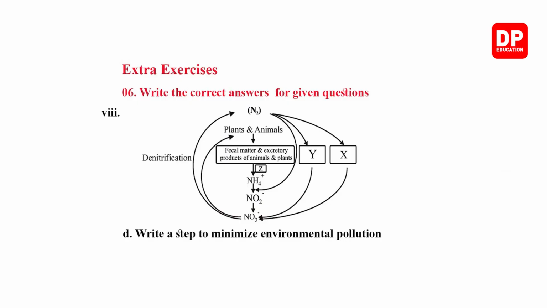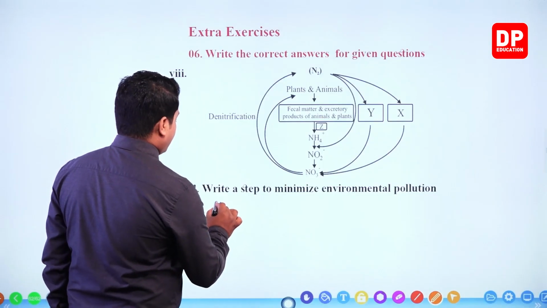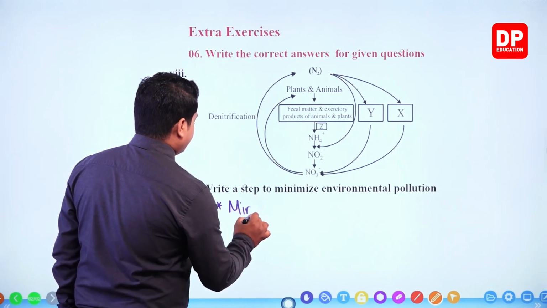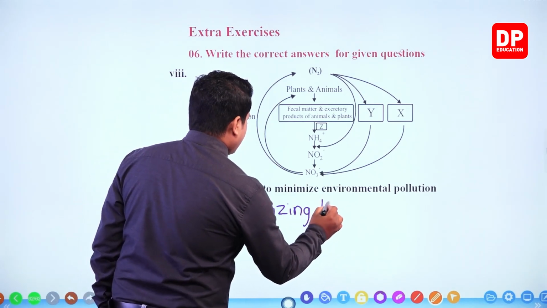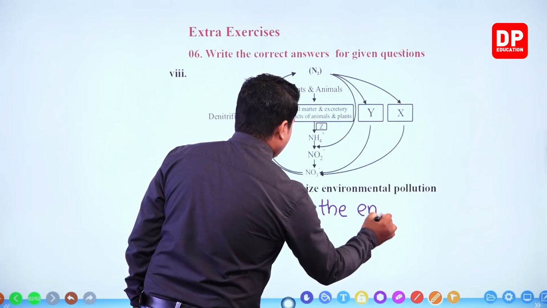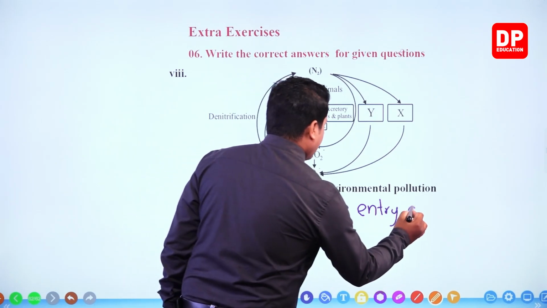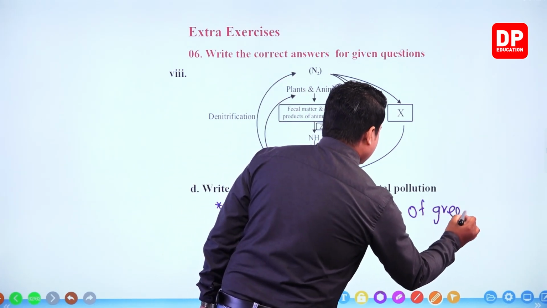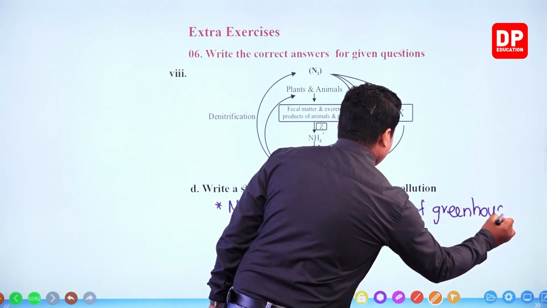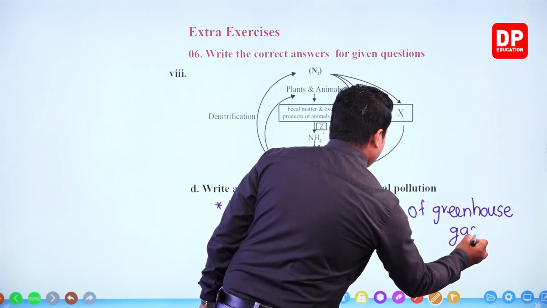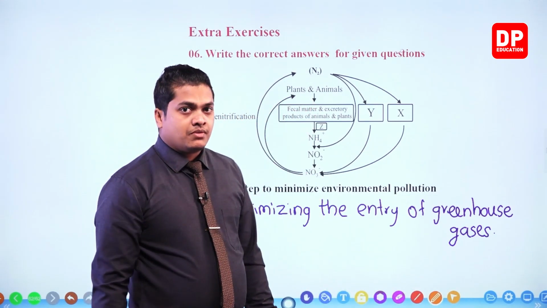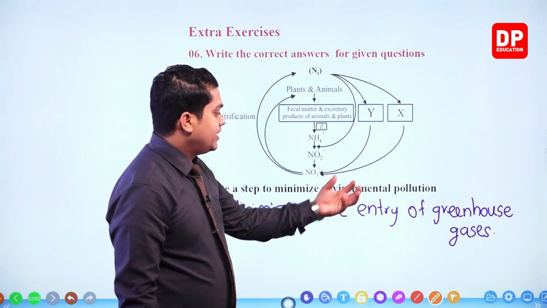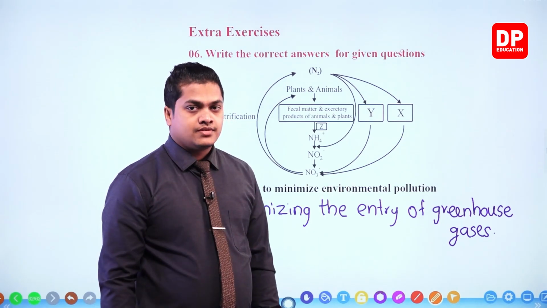Right, write a step to minimize environmental pollution. Very simple, my dear children. A step: minimizing the emission of, or else the entry of, greenhouse gases. This is the main method by which we can minimize environmental pollution, minimizing the entry of greenhouse gases.